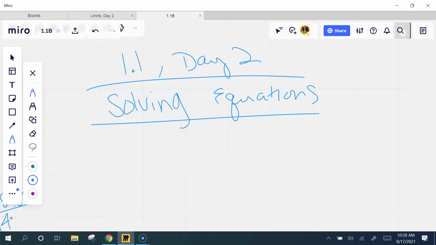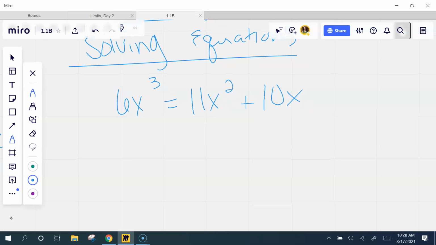Let's say that I gave you something like this, and I said solve. Walk me through what we could do here. Set it equal to 0. That's always a good place to start, right? And let's say we're not using our calculators on this one. If I set it equal to 0, what should I move? Why?